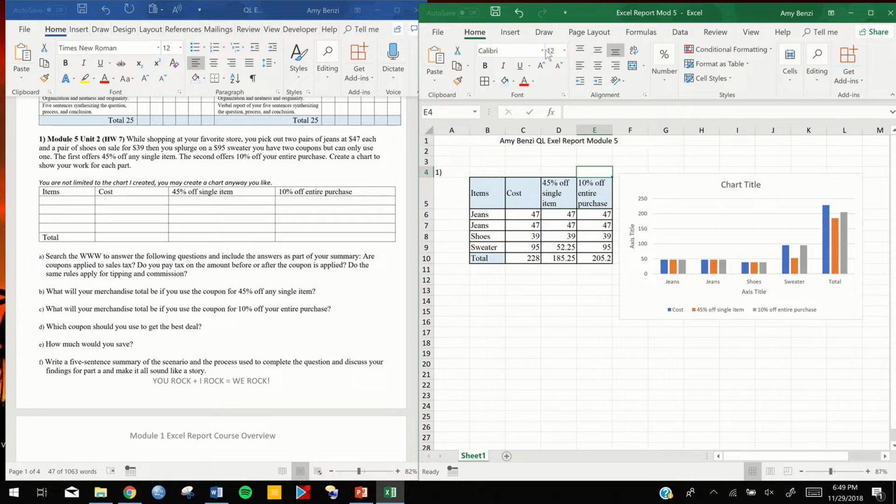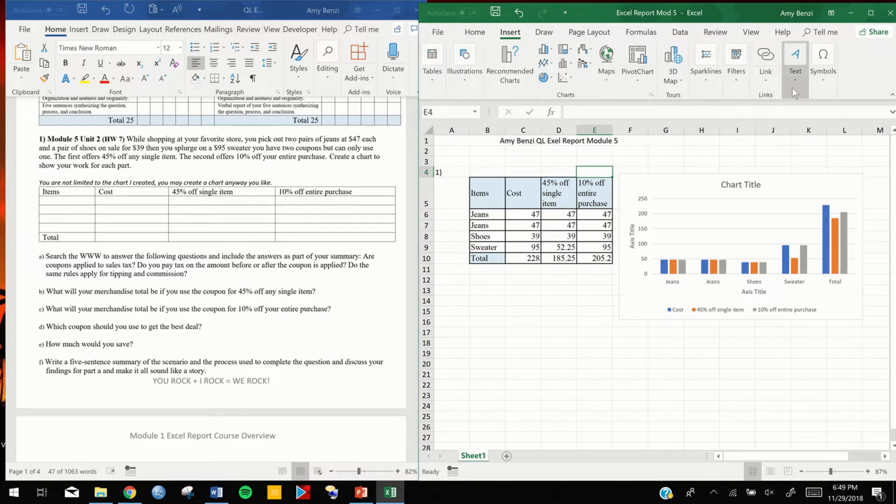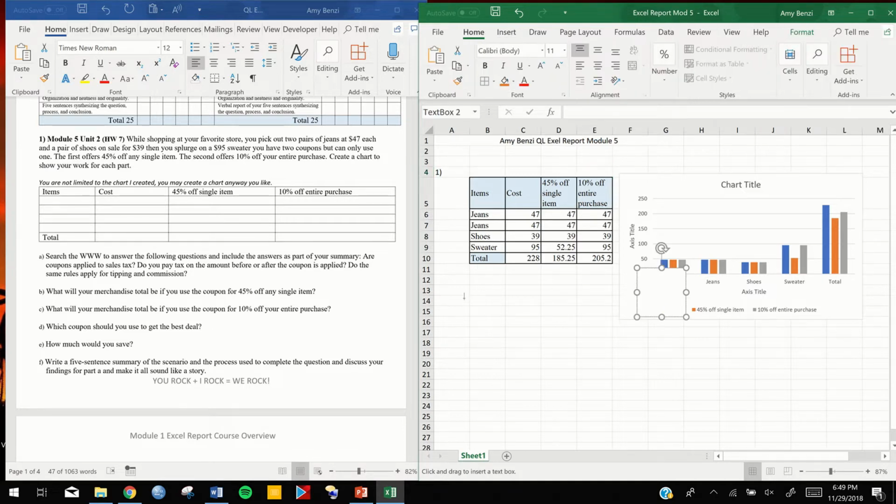Oh, and I always forget to remind you, there's a rubric for this. Sorry, I'm talking and working at the same time. I'm such a multitasker. What I did is I went to Insert up here, and then I went over to the text, and I am inserting a text box.